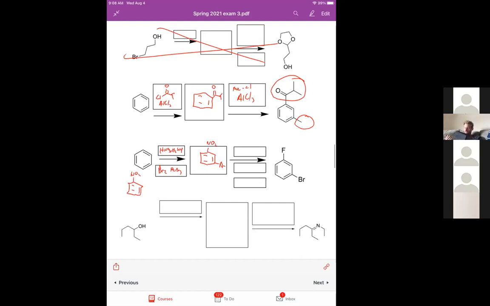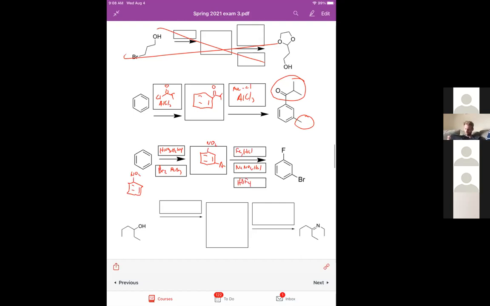From here, we're just generating our normal fluorination. So Fe, HCl gets us to our amine. NaNO2, HCl gets us to our diazonium. And then HBF4 can get us to a fluorine here.